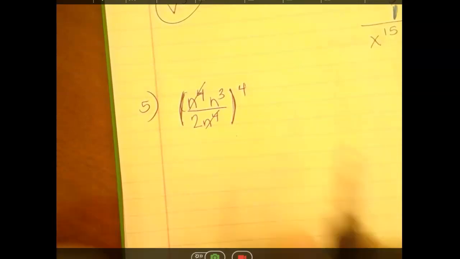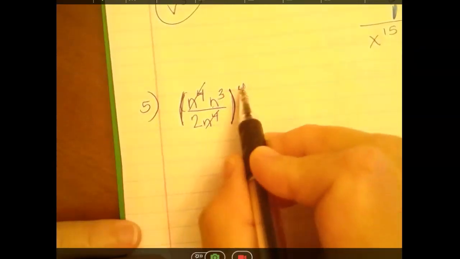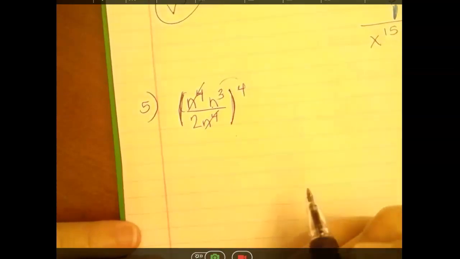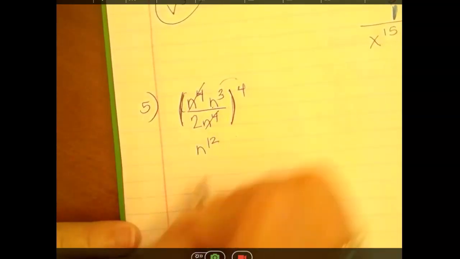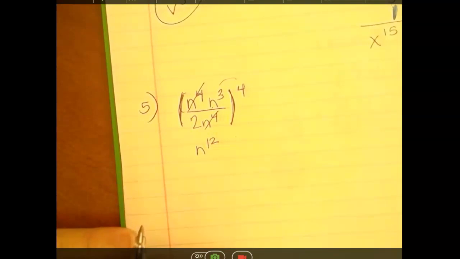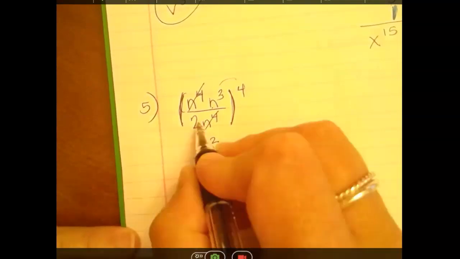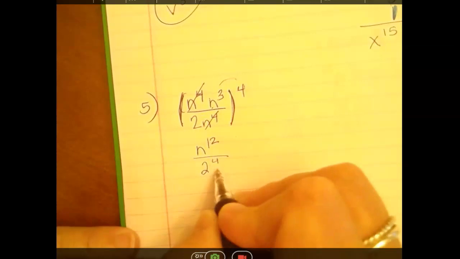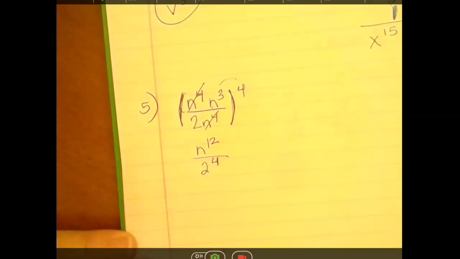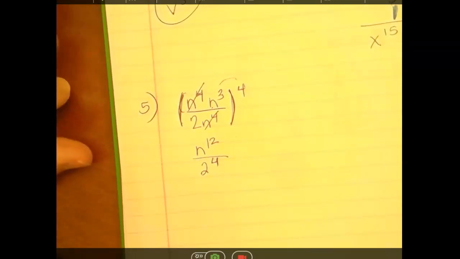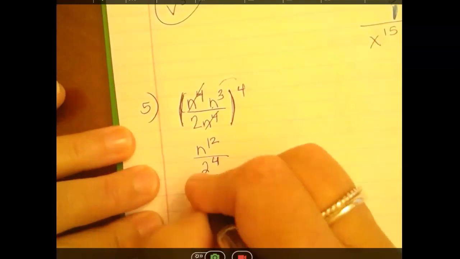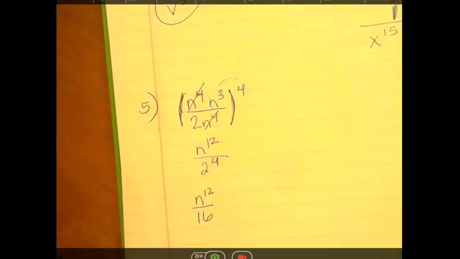So then n to the third to the fourth power, I just multiply. 4 times 3 is 12, so I got n to the 12th on the top. And then I have on the bottom 2 to the fourth power. Now remember, when I have a number to a power, I have to figure out the answer. If you have to use a calculator, that's fine, but 2 is pretty easy. 2 times 2 is 4, times 2 is 8, times 2 is 16. So this is n to the 12th over 16.